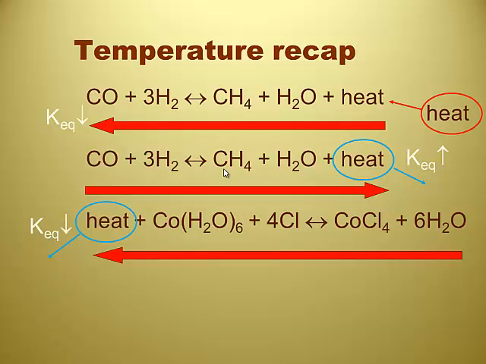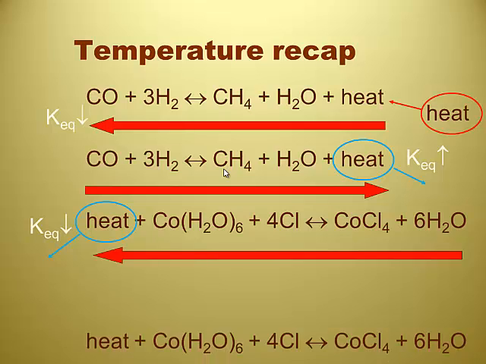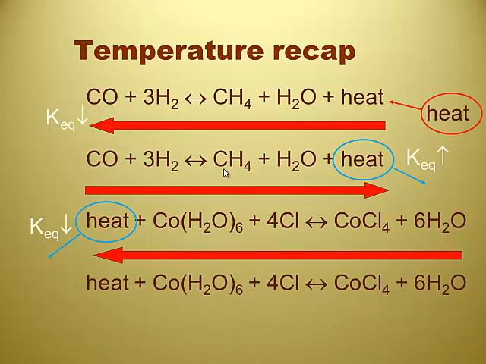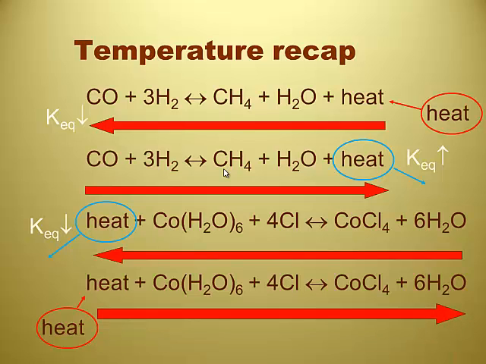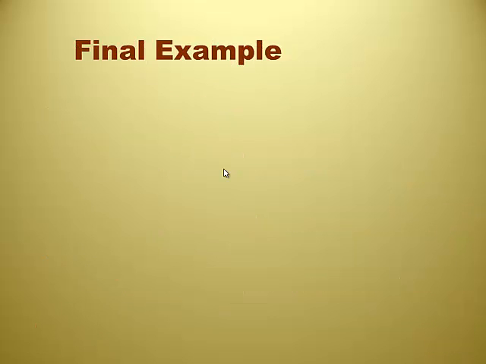So if we give them the word heat or energy, this is real simple. Just treat it like a concentration of any other substance. So if we were to increase the amount of heat, and heat's found on the left-hand side, you're increasing the energy, increasing the heat, it's going to shift away from that increase. So it's going to shift to the right, and you're going to make more products, and your KEQ is going to go up. This is simple.